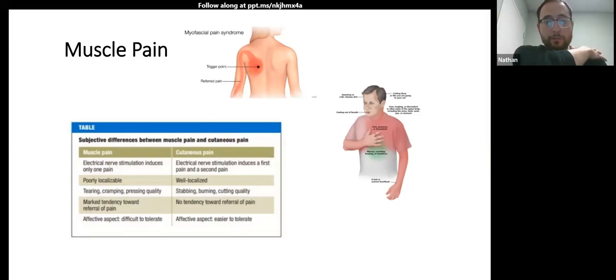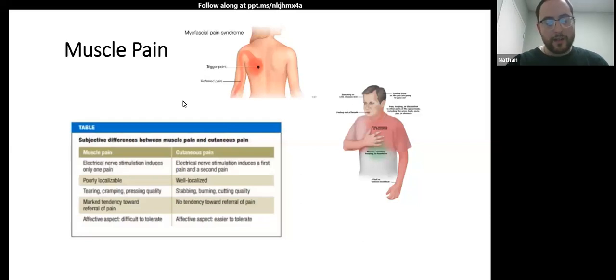So it's pretty much where there's a referral pain, where the pain is traveling down the arm. And by doing that, the pain is perceived, as you can see from this picture on the top, by the brain as coming from down the arm. But really, in this particular case, this woman is feeling pain from a muscle that has what's called a trigger point. There's a trigger point in her shoulder blade.